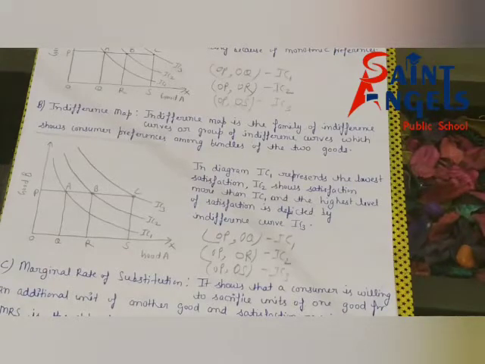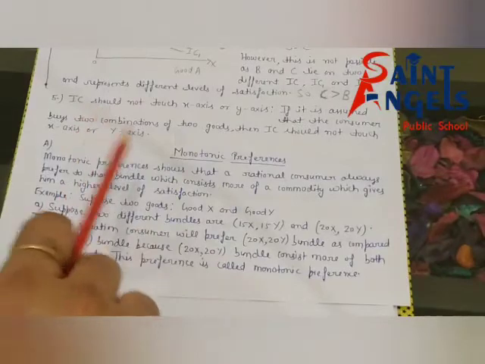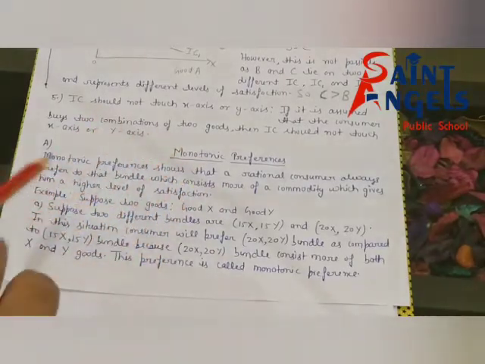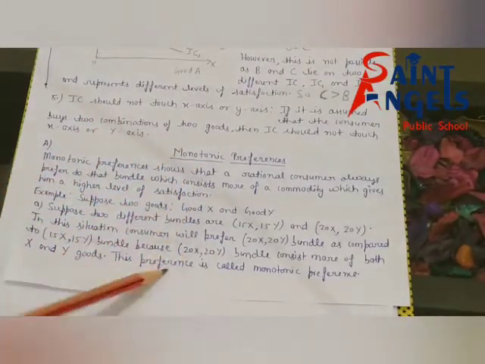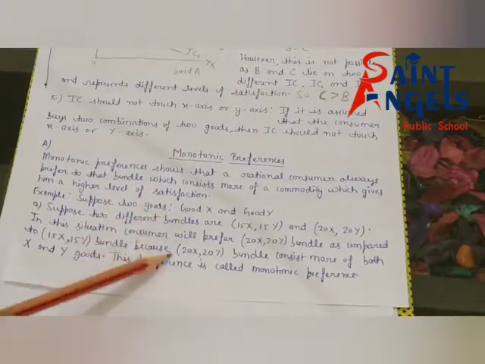Why does a higher IC give a higher level of satisfaction? What is the question? Define monotonic preferences. Why does a higher IC give a higher level of satisfaction? Then, first of all, you will write the definition of monotonic preferences, and you will show this example also.